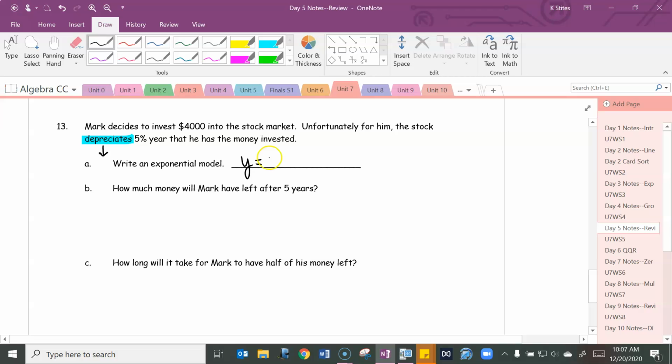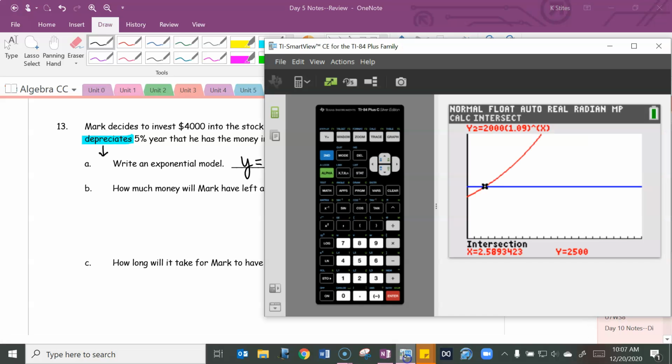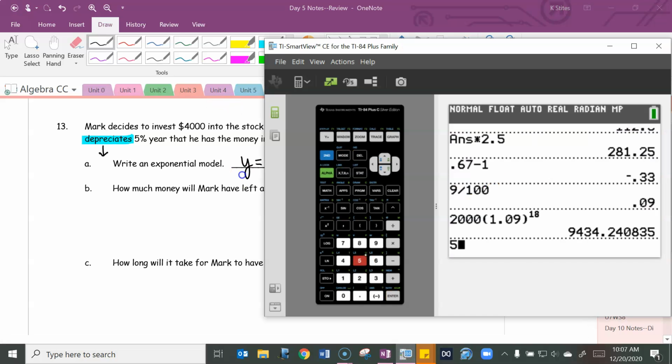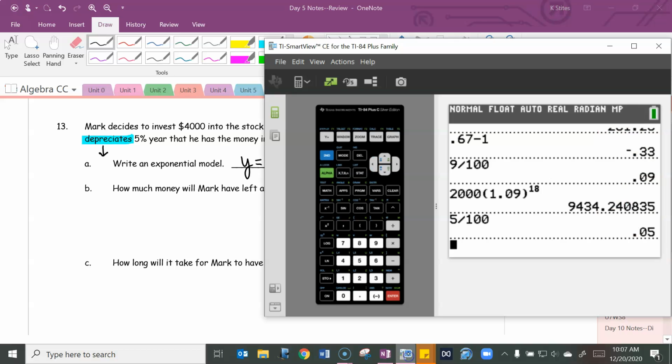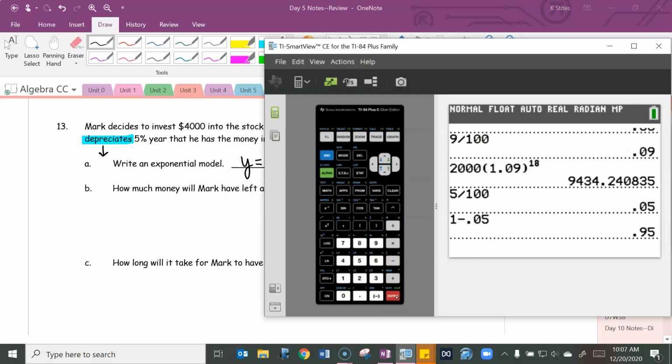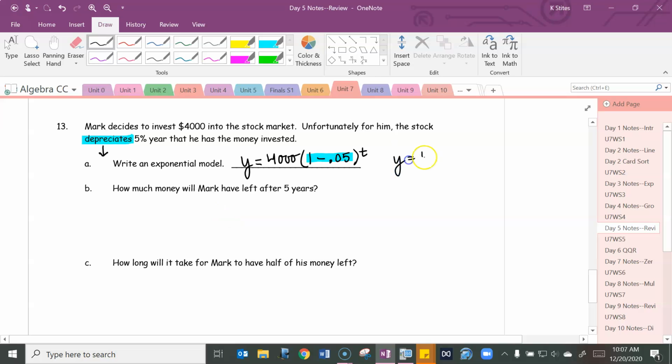Okay, so 4,000 is my starting amount. I have 1 minus, and then my rate is 5%. So I'm going to do 5 divided by 100, which is 0.05. Don't forget your to the t power. Now we can go ahead and subtract those, which is 0.95. So either way is fine.